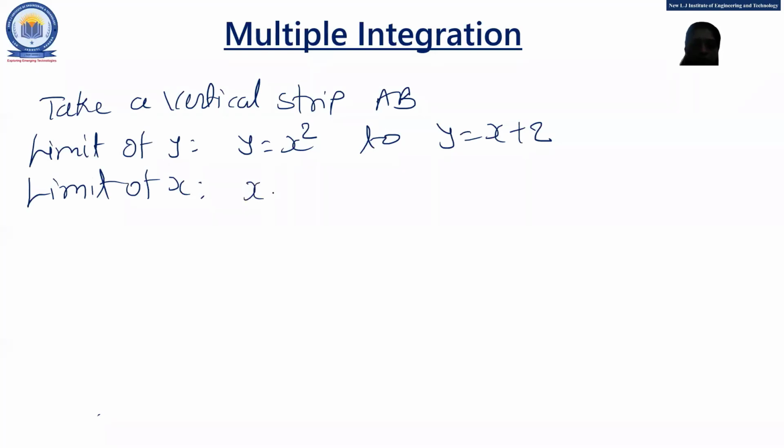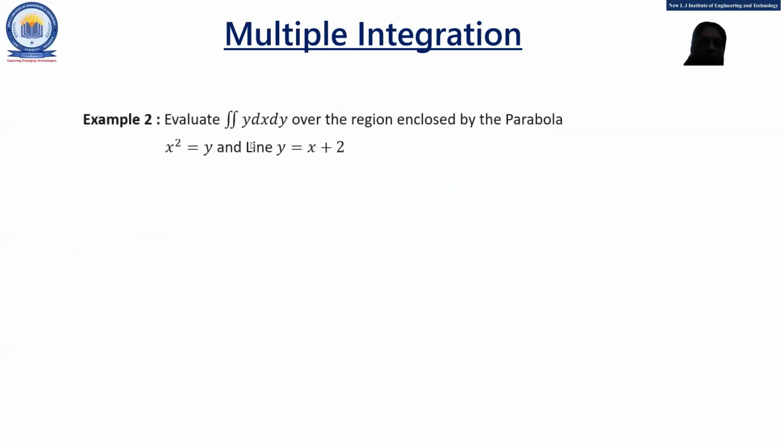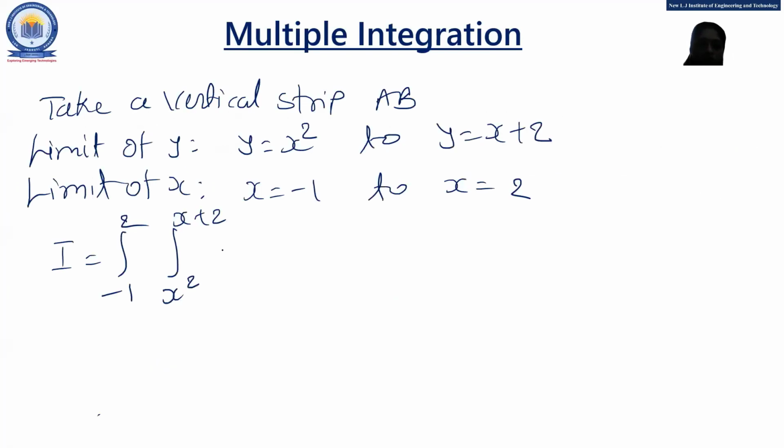Okay. Now x equal to -1 to x equal to 2. Now got it, students? Limit of y and limit of x. It means for the integration, here -1 to 2, here x square to x plus 2. Okay. And our integral is y dx dy.